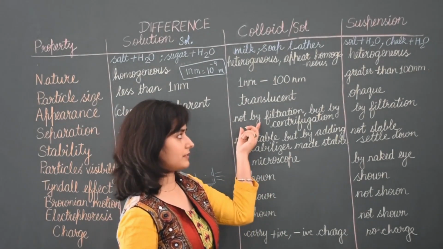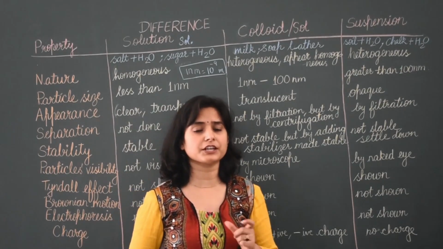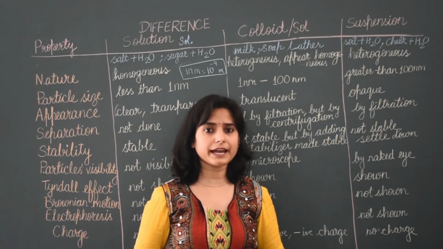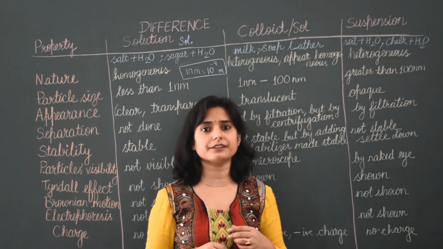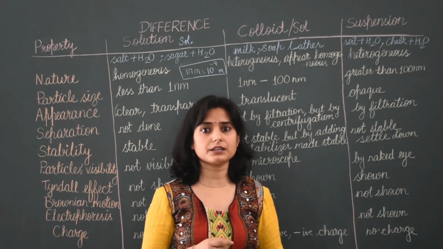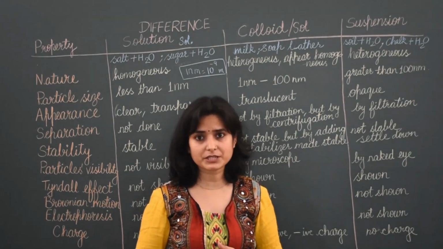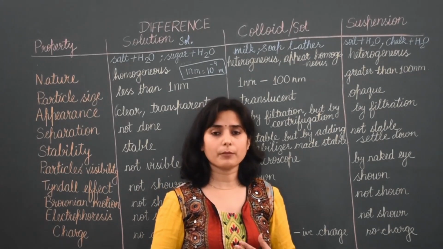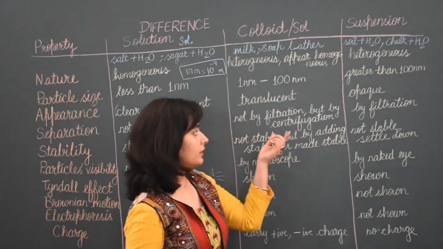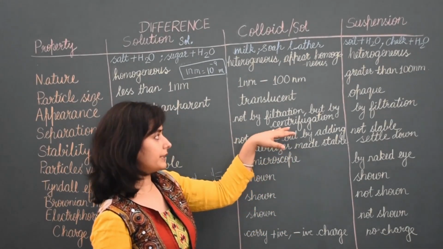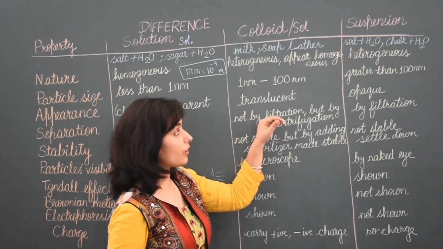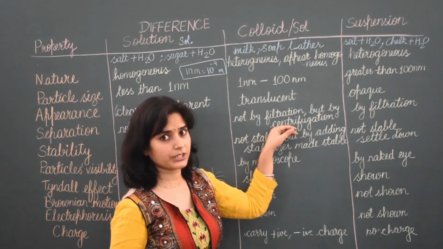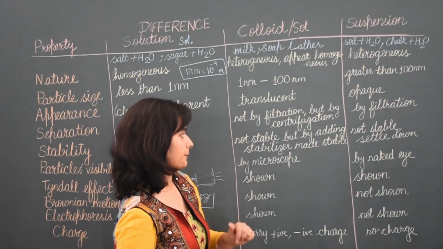But a special technique, centrifugation, is there. In that technique, we rotate the mixture at a high speed. It is done in a washing machine also to separate mud particles from clothes. So in detail we will do it in the next lectures. So colloid can be separated by centrifugation, not by filtration.